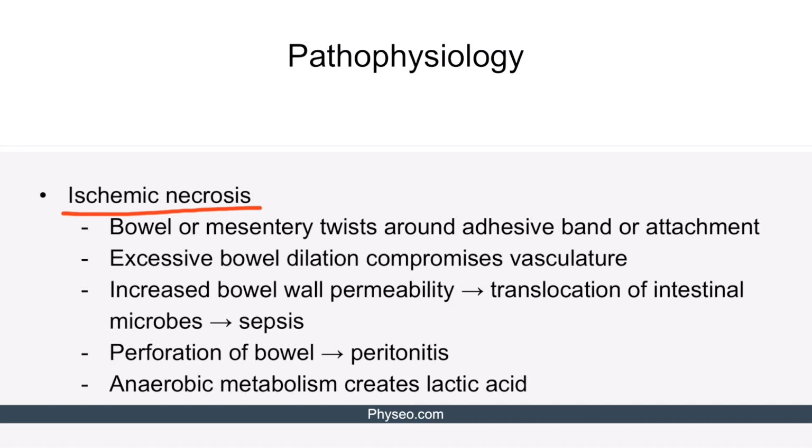This increased permeability allows intestinal microbes to translocate across the bowel wall into the abdominal cavity, and can result in sepsis. In addition, the ischemic and necrotic bowel can perforate, releasing intestinal contents into the abdomen. This can lead to inflammation of the peritoneum, causing peritonitis. Finally, the anaerobic metabolism associated with the ischemic tissue leads to the formation of lactic acid.